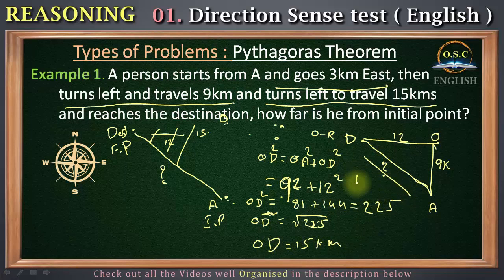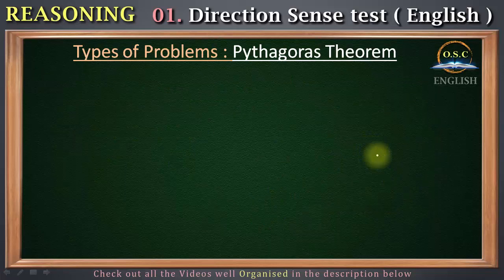So we have established that he is 15 kilometers away from the initial point, or his house. So this is how you need to solve it. Okay, this one was example number 1.